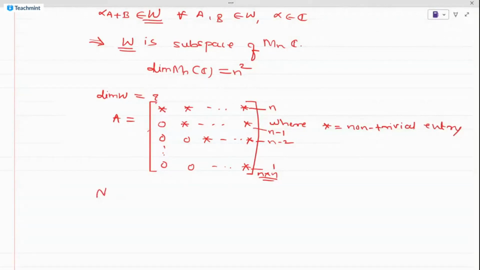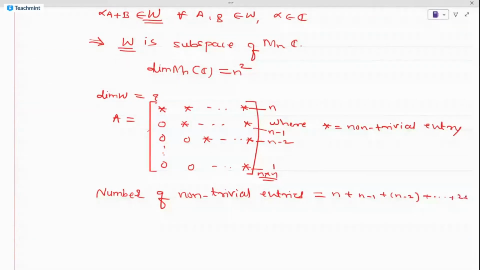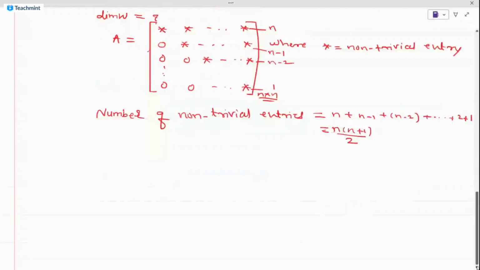The number of non-trivial entries is equal to n in the first row, n minus 1 in the second row, n minus 2 in the third row, and so on up to 2 plus 1. What is this? It is the sum of the first n natural numbers, which is given by the formula n into n plus 1 divided by 2. That is the number of non-trivial entries in an upper triangular matrix.